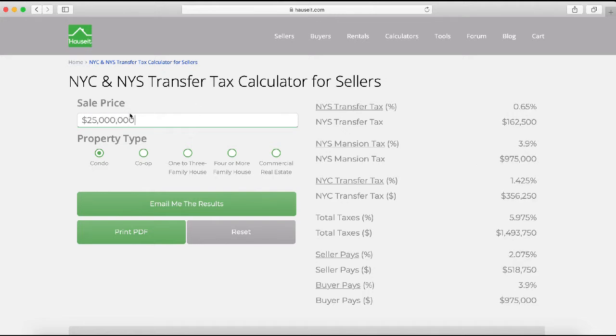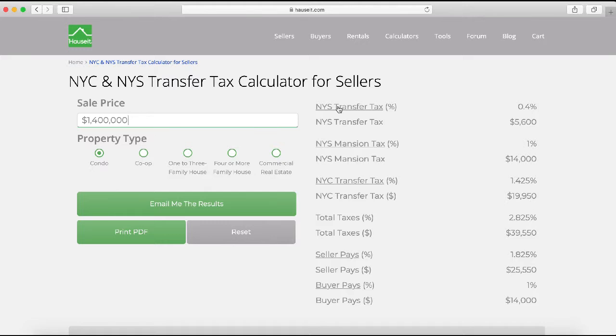So as you can see here, we raise that sale price and the mansion tax rate goes up to its maximum. The sale price of $1 million to $2 million is going to be affected by a 1% mansion tax rate. So whether we're at 1 million or 1.4 million, doesn't really matter. The mansion tax rate is still going to be 1%.